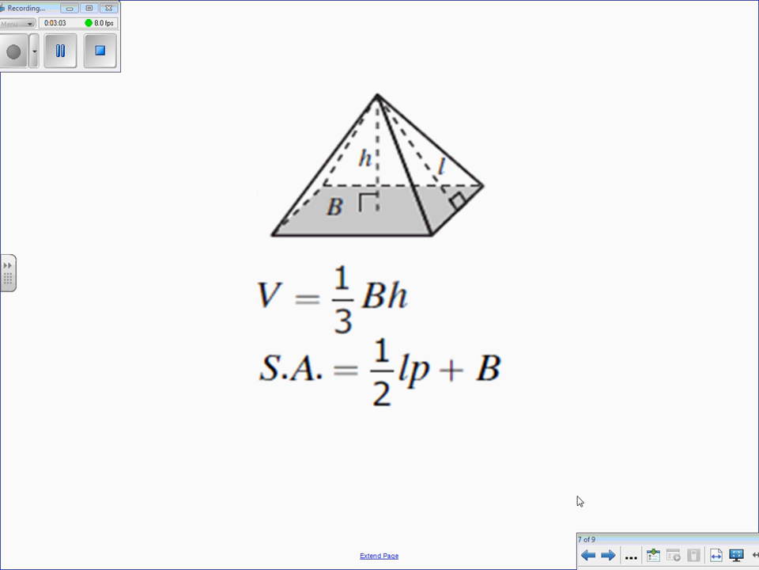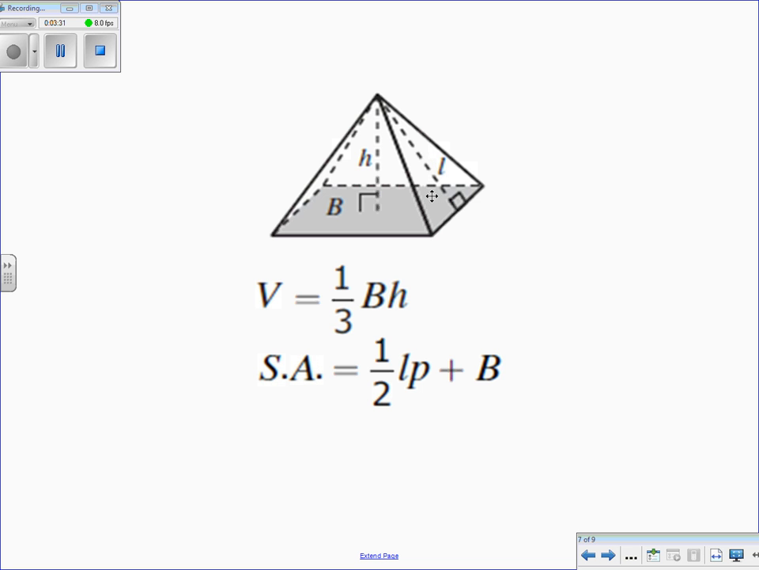Right. How about our pyramid? 1/2 LP plus B. L is this line right here. That's one of our vocabulary words. That's the slant height, the distance from the edge of the base to the apex. So we have a perpendicular line, a right angle, okay, from the center of that edge right there all the way up to the apex. That is called the slant height.